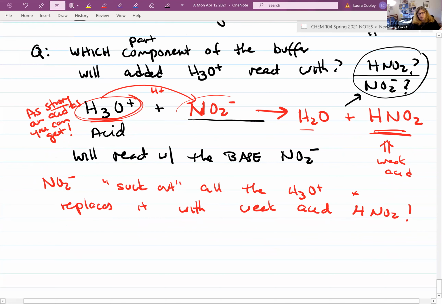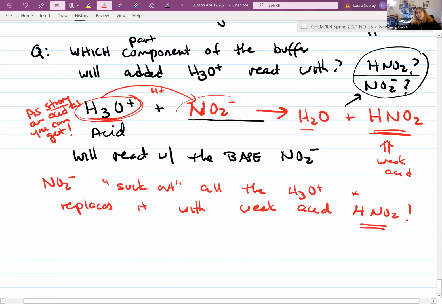Well, how does a strong acid affect the pH? H3O plus: you take the negative log of whatever H3O plus is there, that's your pH. HNO2 is a weak acid, so it's only going to produce a little bit of H3O plus, right? Because it's weak, it only produces a little H plus or H3O plus. So this arrow is basically a one-way arrow because this is a strong acid. So it basically takes out that H3O plus, replaces it with HNO2, and so the pH does not change nearly as much. Okay, that's basically what happens when you add an acid to a buffer.